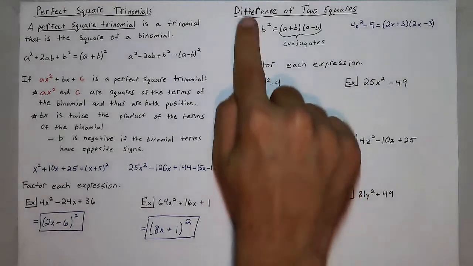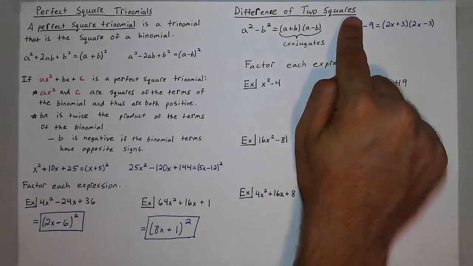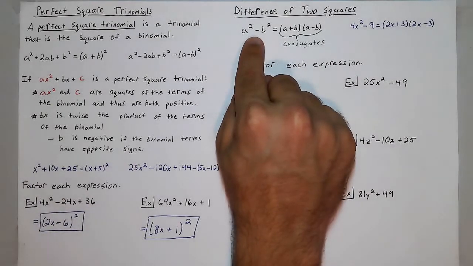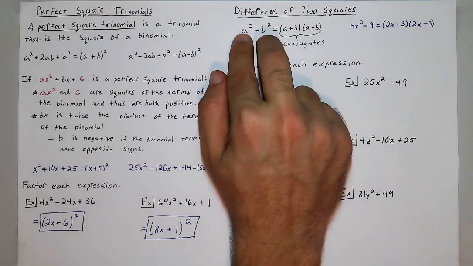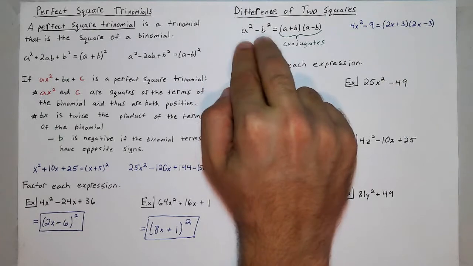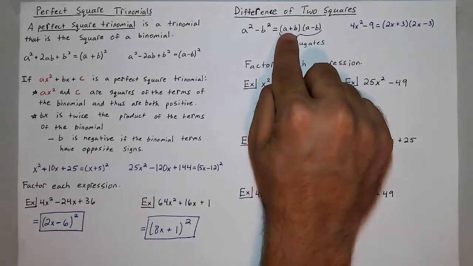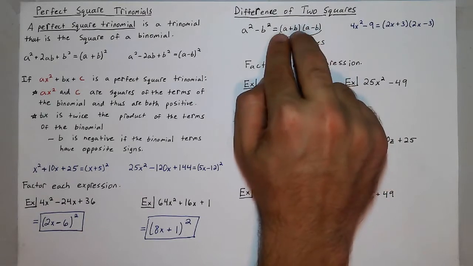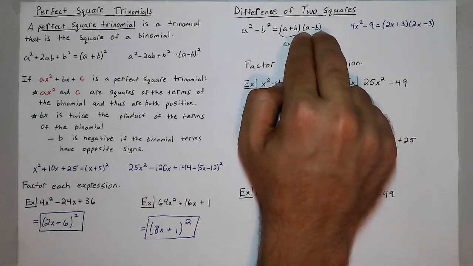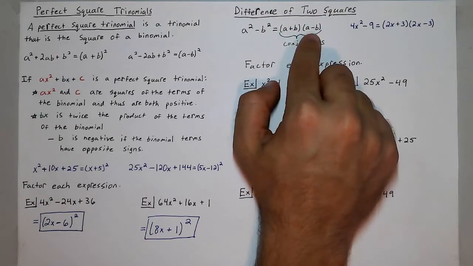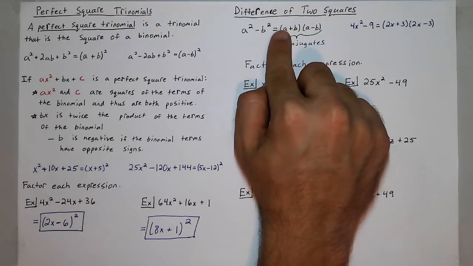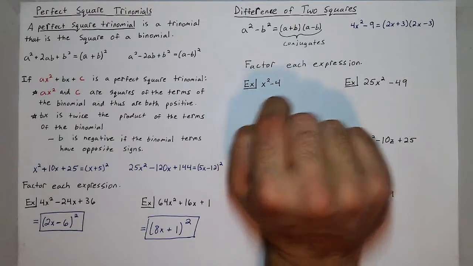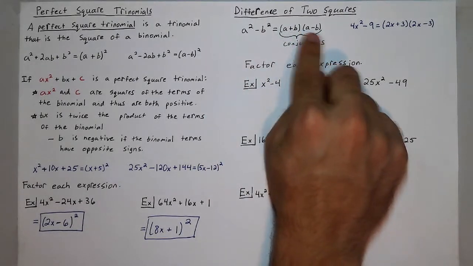Now next we have difference of two squares, which, just as the title says, is two perfect squares and their difference. Now when you factor a difference of two squares, it factors into two factors, both of which are no longer squared. So a plus b and a minus b, and whenever you change that sign just in between the two, that's how you make conjugate pairs. So these two factors are conjugates, just because one's a plus b and one's a minus b.